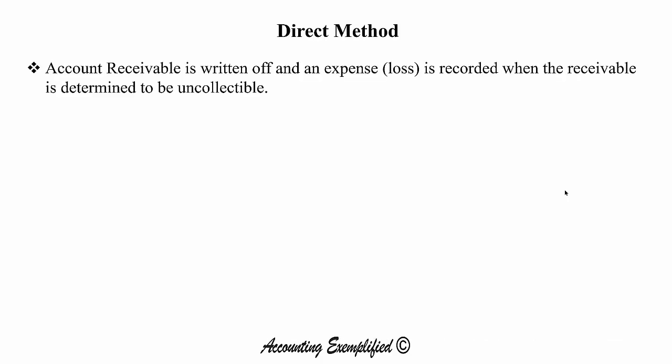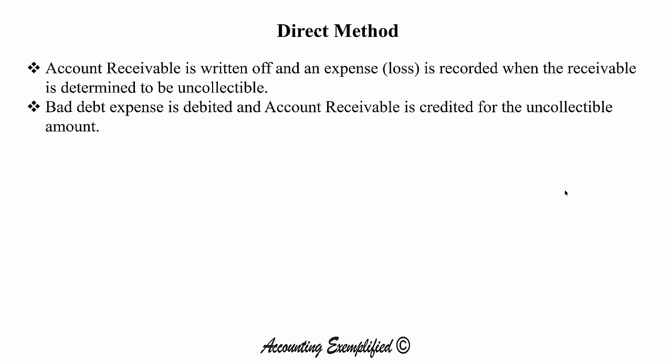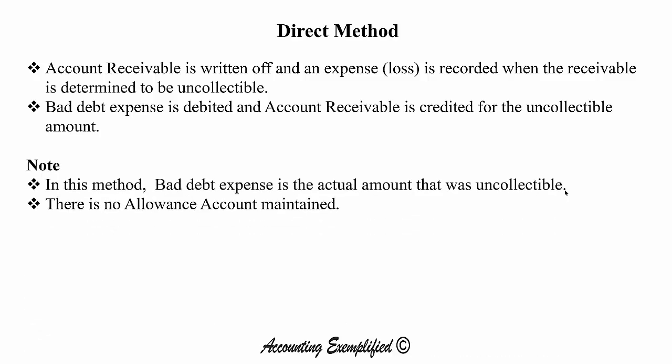Now, the direct method. Here, the accounts receivable is directly written off. That means directly the accounts receivable balance will be decreased, and an expense account, that is the bad debt expense, will be recorded when the receivable is determined to be uncollectible. So here, the bad debt expense is debited and the accounts receivable is credited for the amount that went uncollected. Note, in this method, the bad debt expense is the actual amount that was uncollectible. And in this method, there is no allowance account maintained.